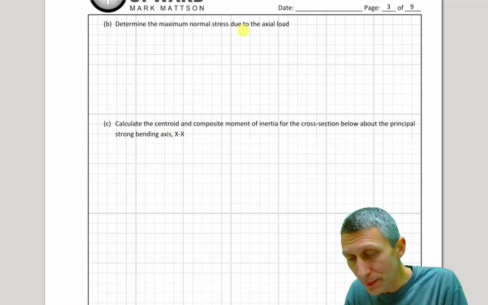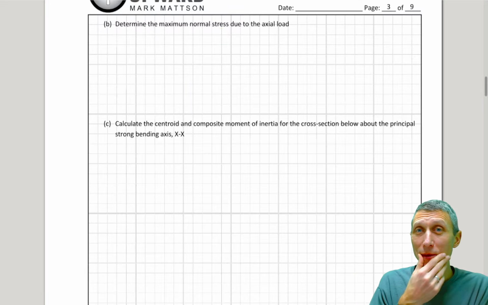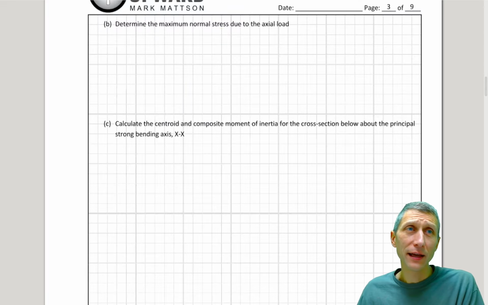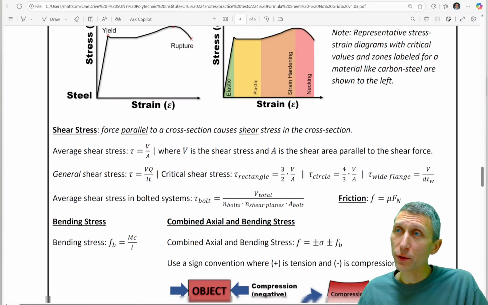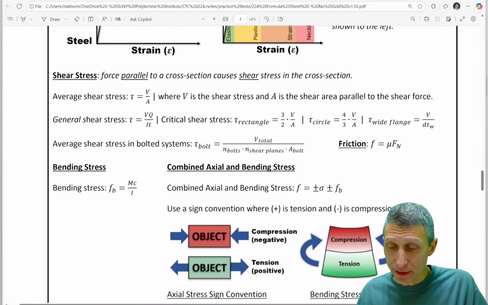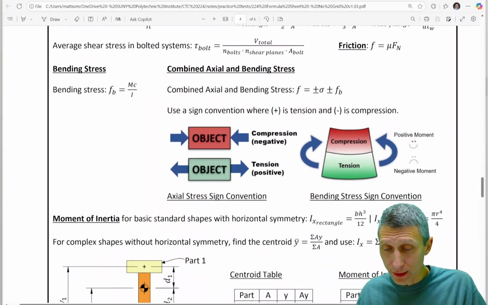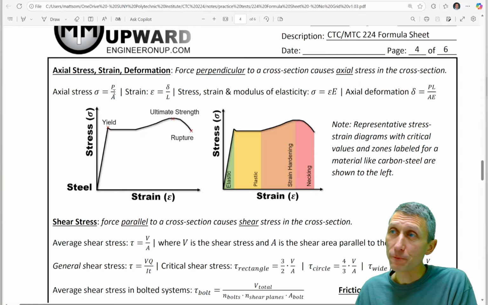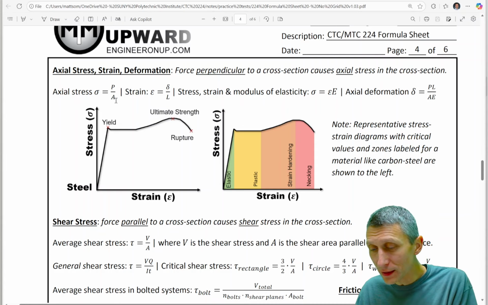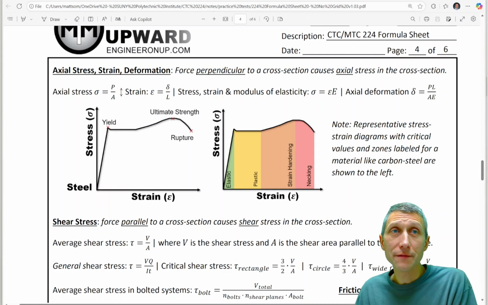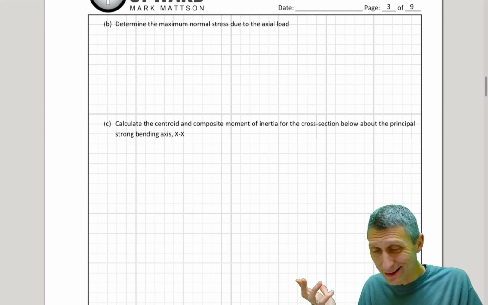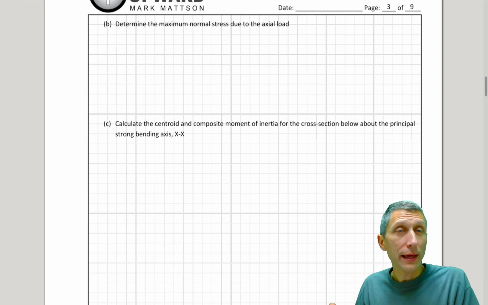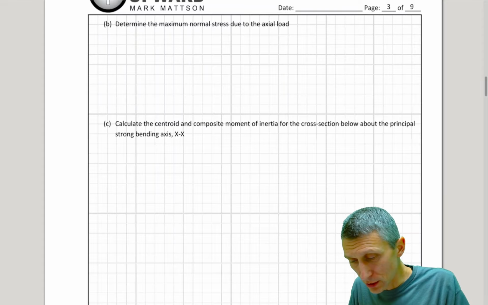When we're looking at maximum normal stress, you remember the normal stress formula? If not, let's go to our formula sheet. This formula sheet has a couple different formulas in it. Specifically, the axial stress formula is going to be force over area. Okay, so we have to get the total composite area of that system, and honestly, we're going to do that in part C. So let's jump to part C and do that first.